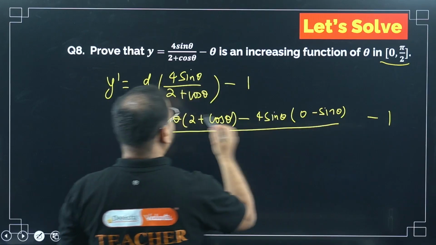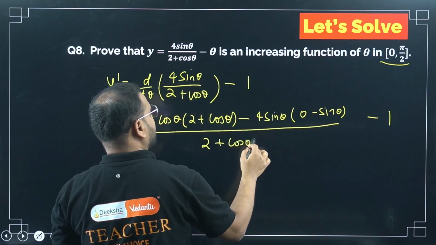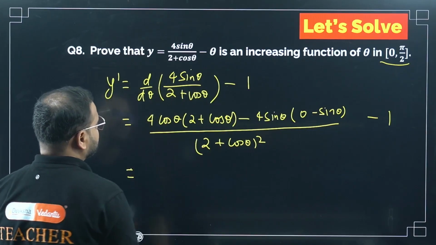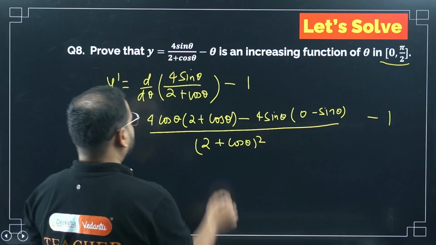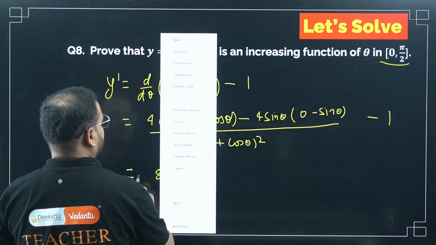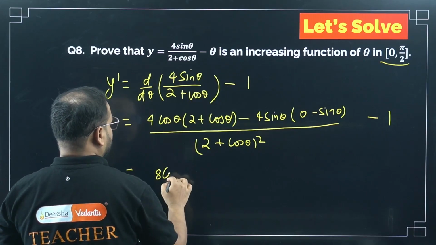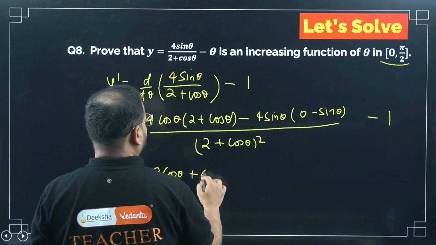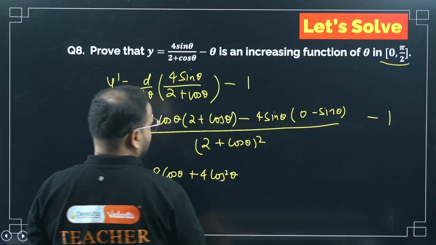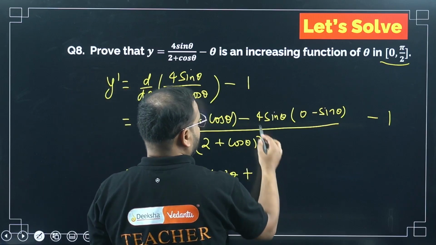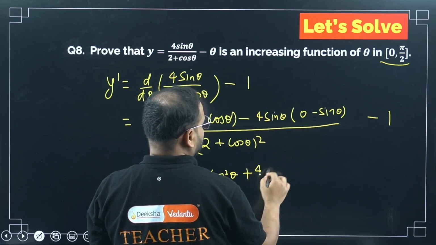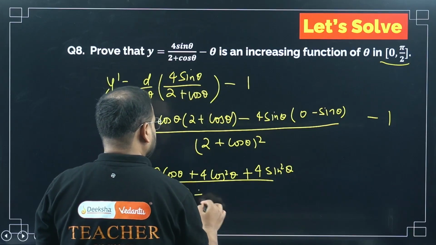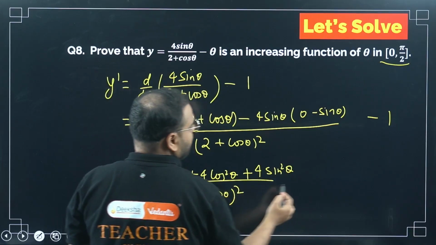Divided by 2 plus cos theta the whole square. Yes or no? Yes. Okay. Now what, check this out. So I'll get what? I have this, expand this. So I'll get 8 cos theta. Okay. 8 cos theta. 4 cos theta into 2 is 8 cos theta, and this will be plus 4 cos square theta or not? Yes. And what is it going to be? Plus minus 4 into plus 4. How much is that? 4 sin square theta or not? Yes. Divided by 2 plus cos theta the whole square minus 1.